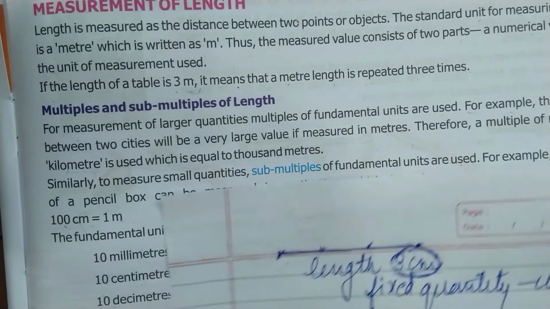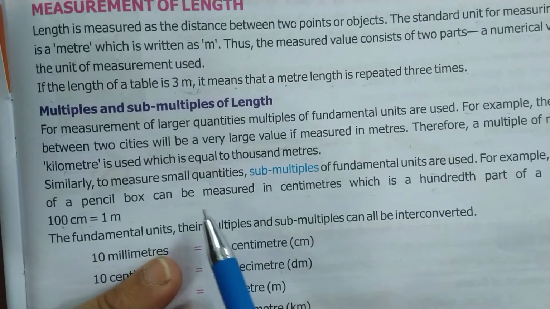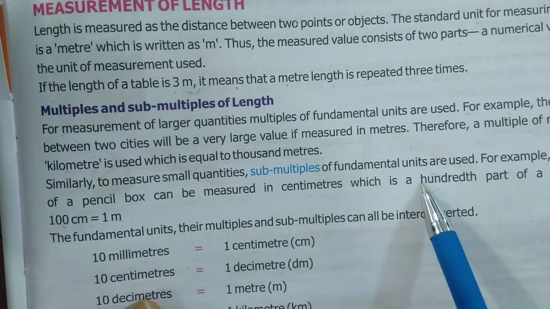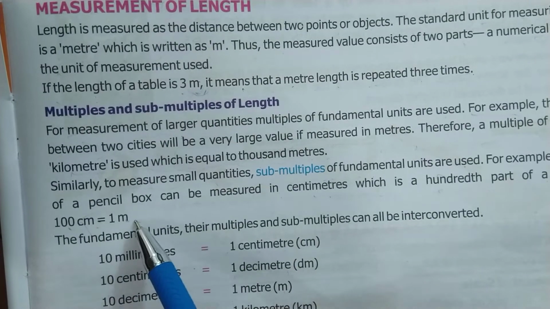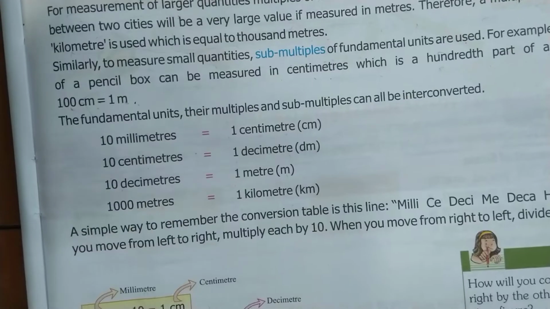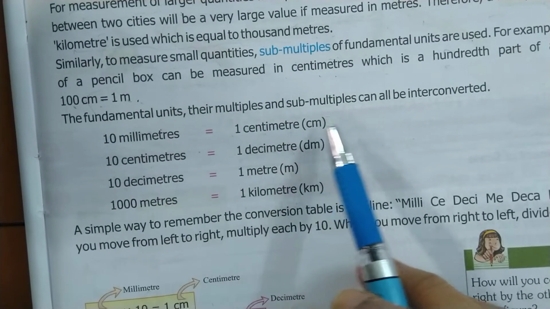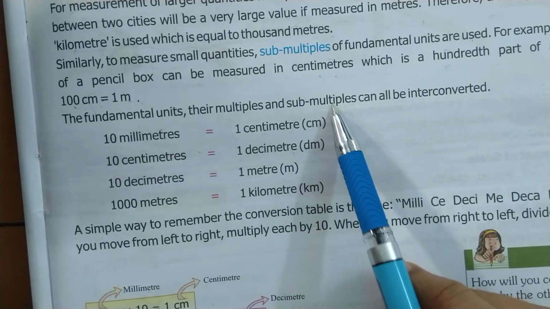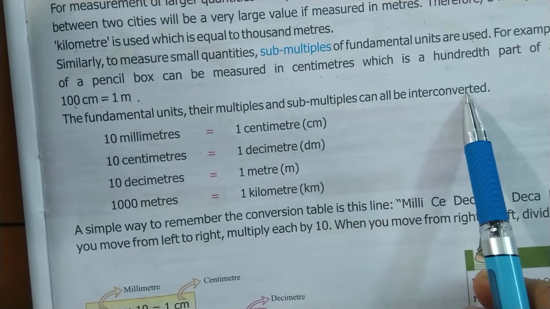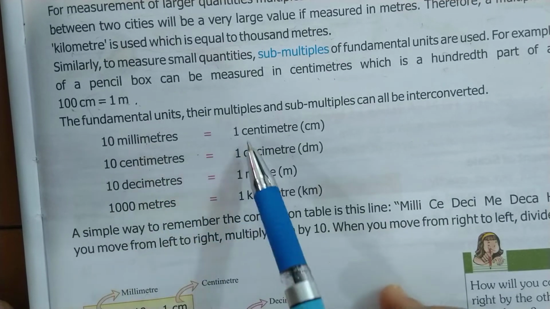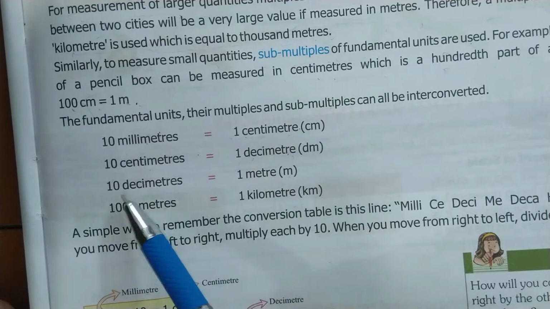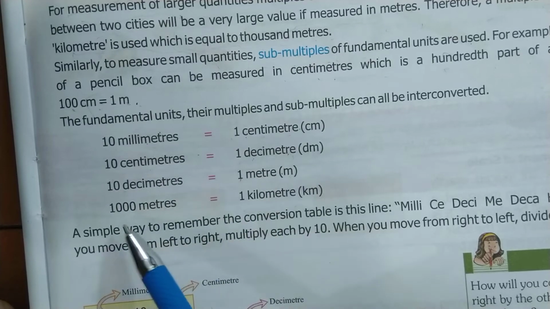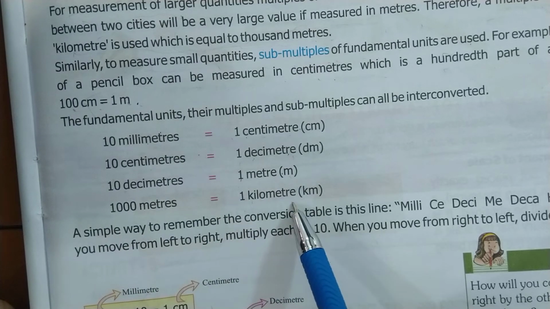For example, the measurement of a pencil box. It is measured in centimeters, which is the 100th part of a meter, or 100 centimeters is equal to 1 meter. The fundamental units, their multiples and submultiples, can all be interconverted. See, 10 millimeters is equal to 1 centimeter, 10 centimeters is equal to 1 decimeter, 10 decimeters is equal to 1 meter, 1000 meters is equal to 1 kilometer.